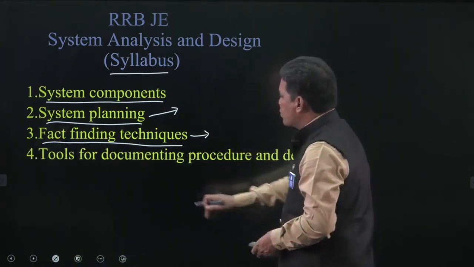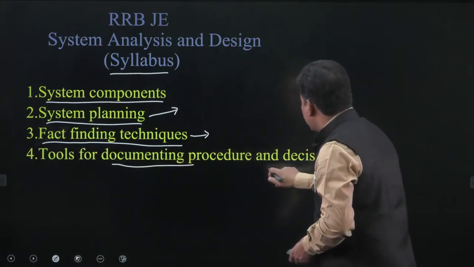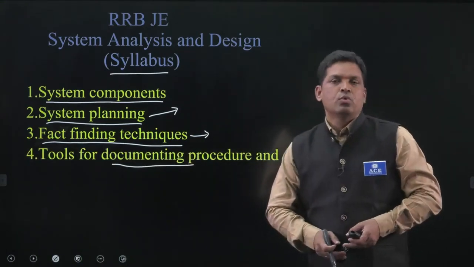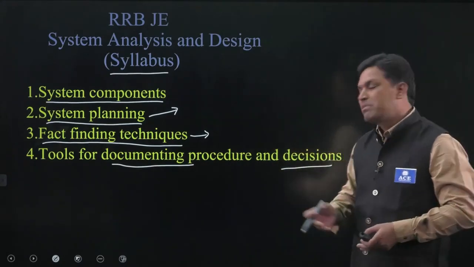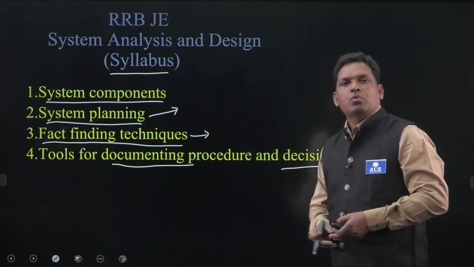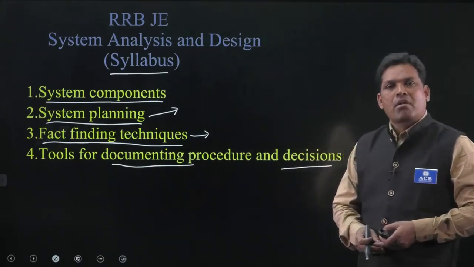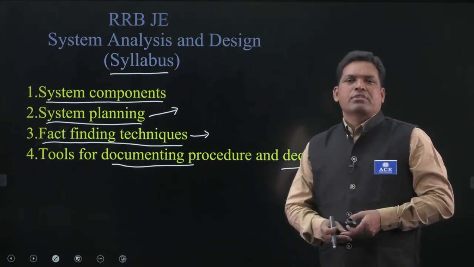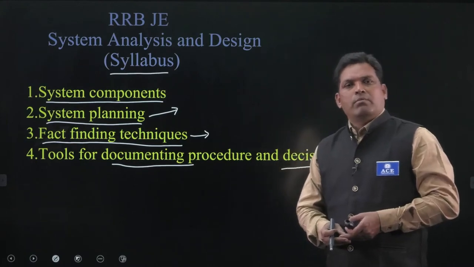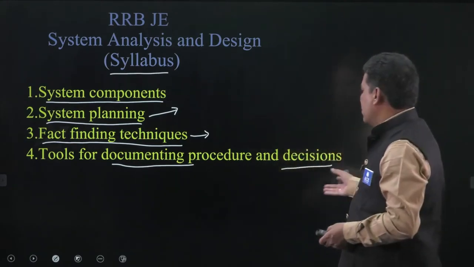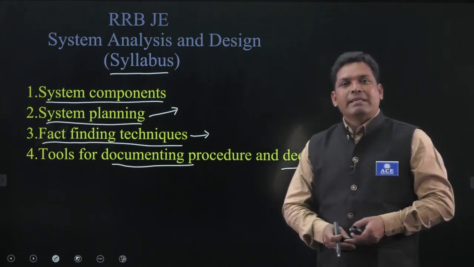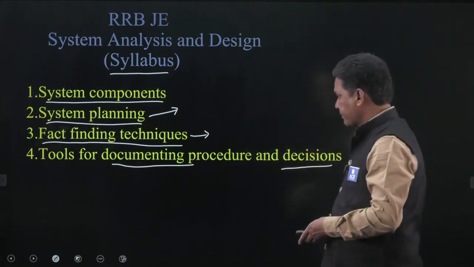Next topic is tools for documenting procedures and decisions. There are various tools to design the software system decisions. Those tools are Lucidchart, SmartDraw, which are open source tools. Even there are various licensed tools also available, Rational Rose, Rational Software Architect. Those are all the tools which are required for modeling the design decisions.